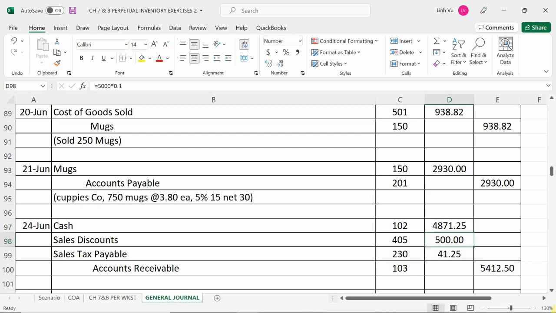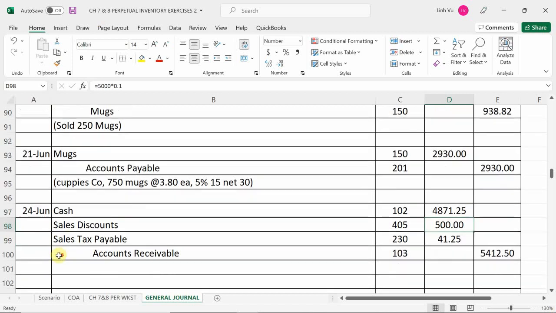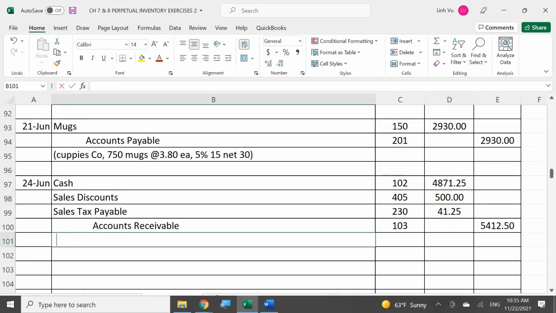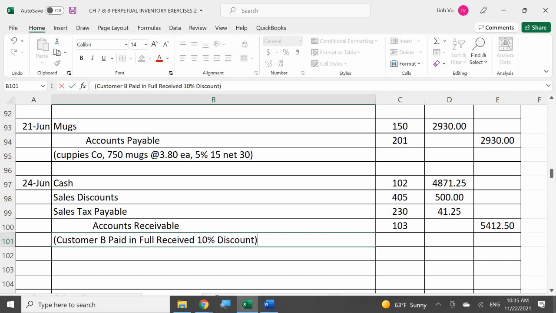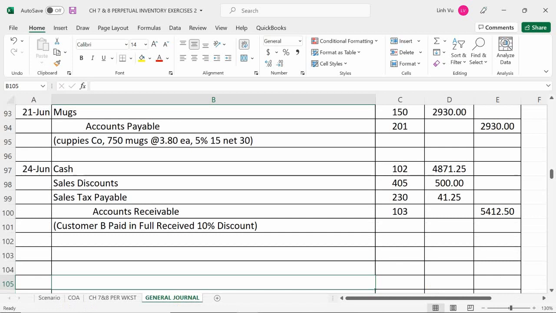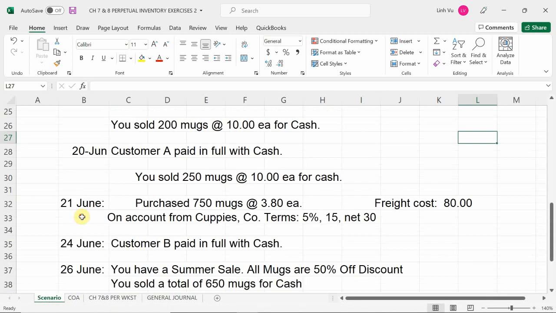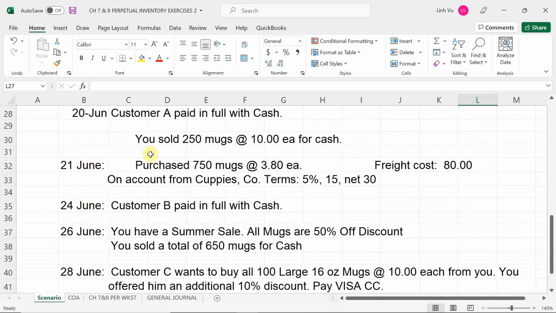$4,871.25. Good. So then my note here is going to say customer B paid in full, received 10% discount. Okay. So then, last but not least, or I guess let's continue on. So it's the 24th of June. Okay, so that's all that happened that day.